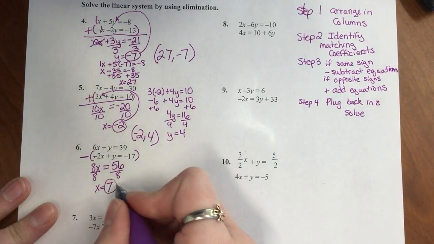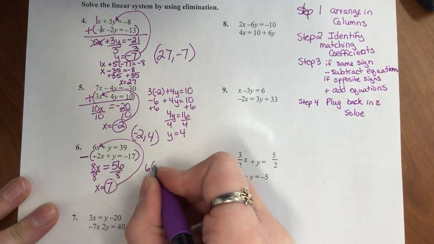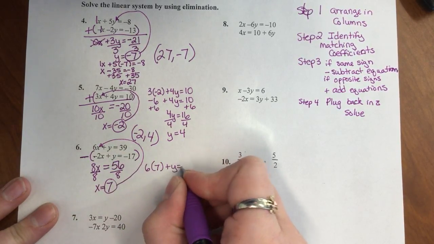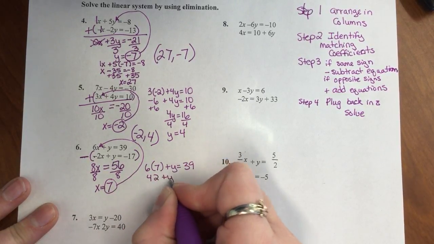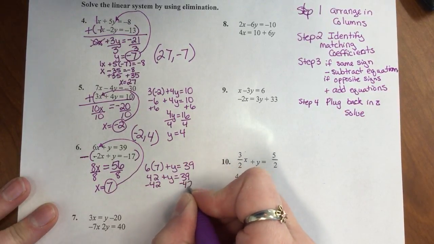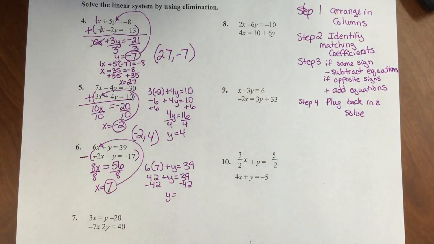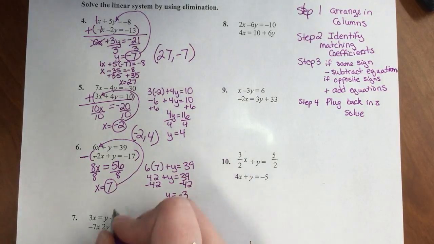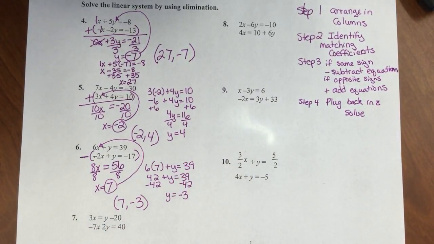Okay, plugging x back in. 6 times 7 plus y equals 39. 42 plus y equals 39, minus 42, minus 42, y equals negative 3. 7, negative 3. Okay, that one has a typo.